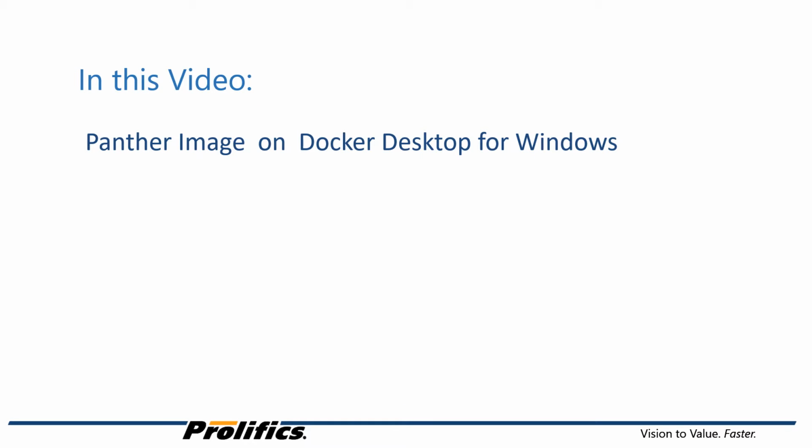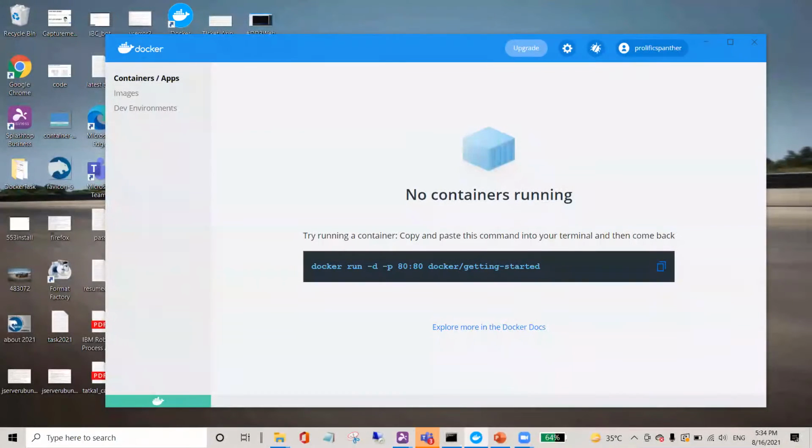In this video, I'll show how we can run a Panther image on Docker Desktop for Windows. This is the Docker Desktop dashboard. Here, in the container app section, you can see there is no container running for now.